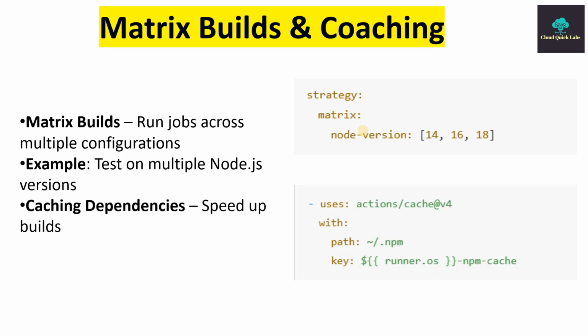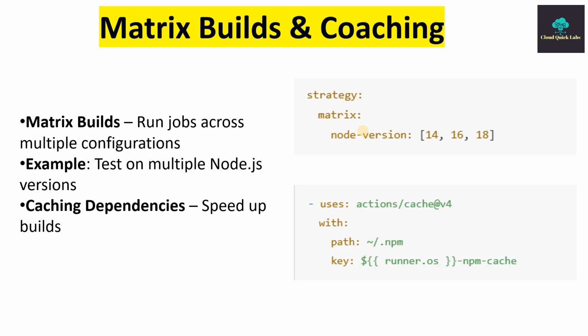For example, to test on multiple Node.js versions, you can use this kind of matrix build in the workflows, which is a highly complex thing that I would say, and it has its own unique space of use cases, right? So this is applied for very complex applications that are managed on GitHub Actions.